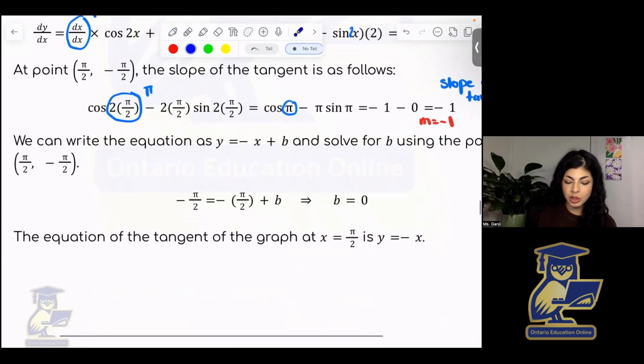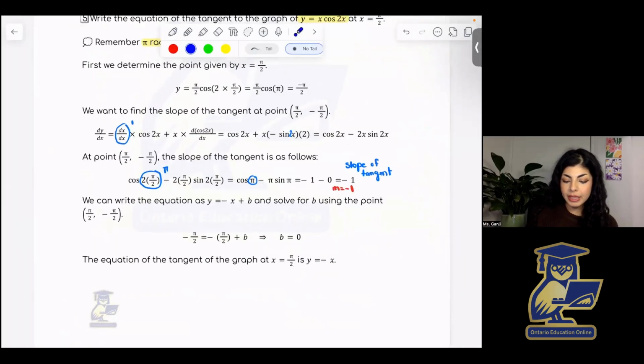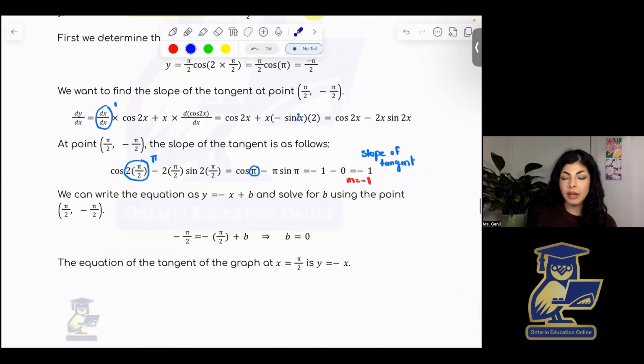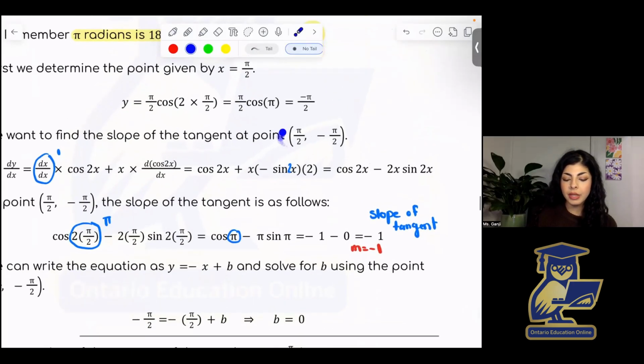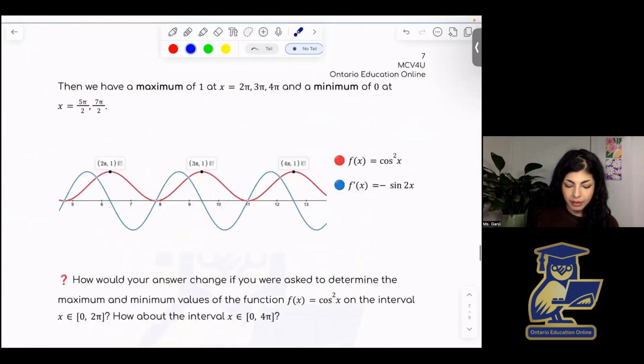So the equation of the tangent at the graph at x is equal to pi over 2 is just y equals -x. And you can always graph this function and see that for yourself, that it will be the tangent, as it will only intersect the graph at this point here. Now, and I believe this is our final example.